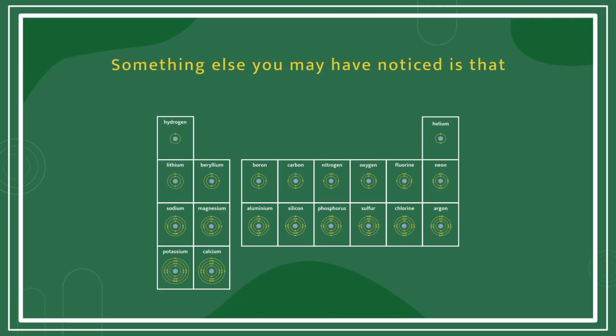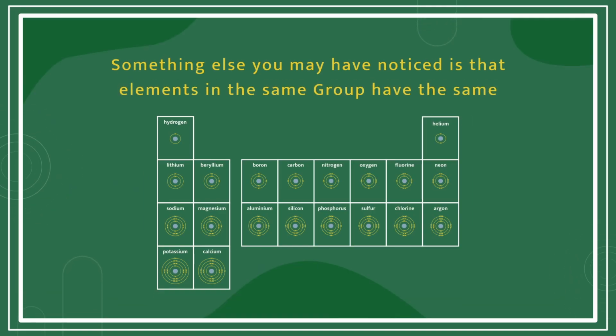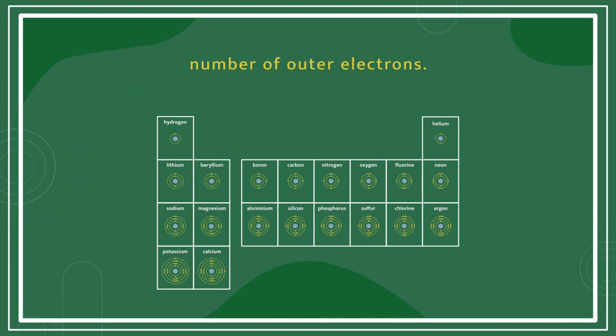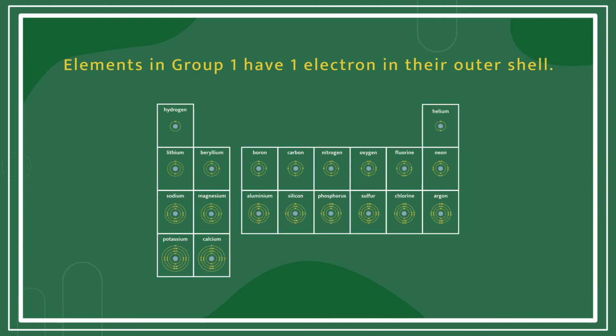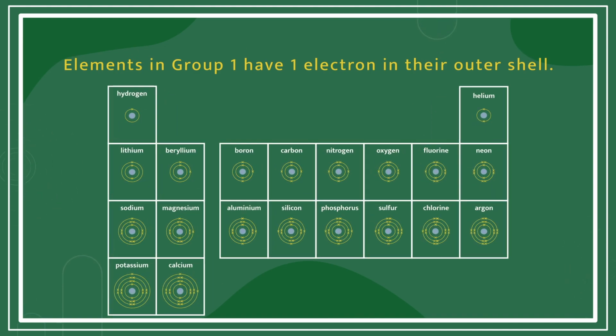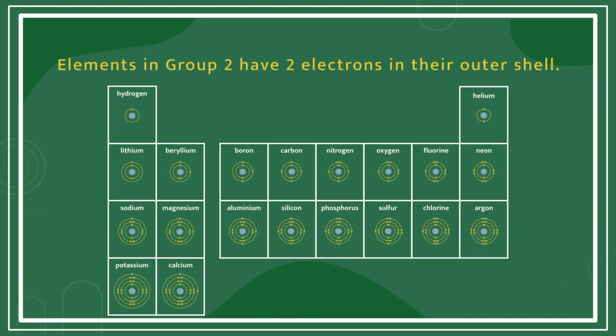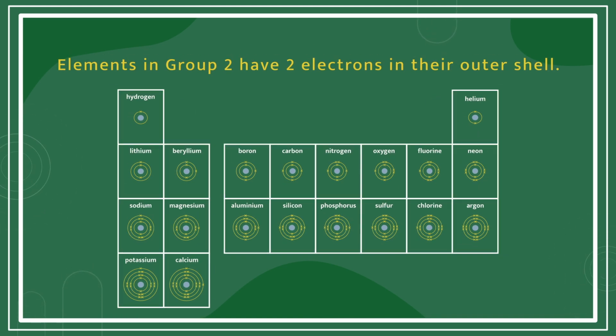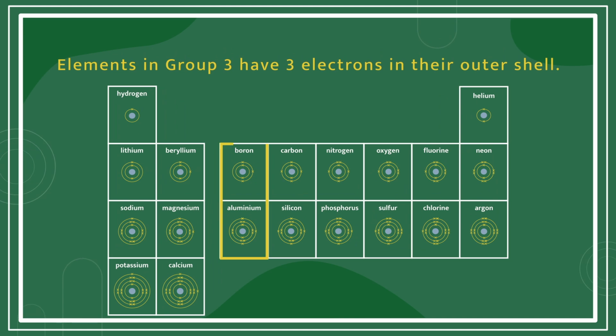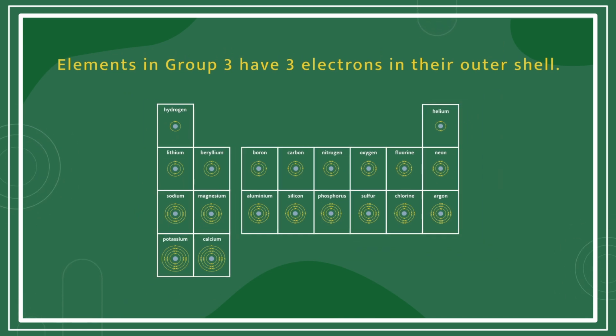Something else you may have noticed is that the elements in the same group of the periodic table have the same number of electrons in their outer shell. The elements in group 1, for example, all have 1 electron in their outer shell. Elements in group 2 have 2 electrons in their outer shell. Elements in group 3 have 3 electrons in their outer shell.